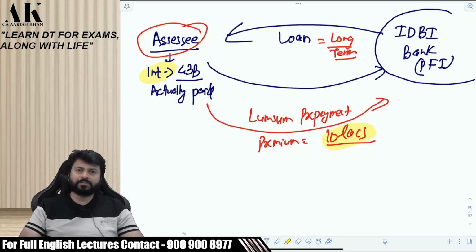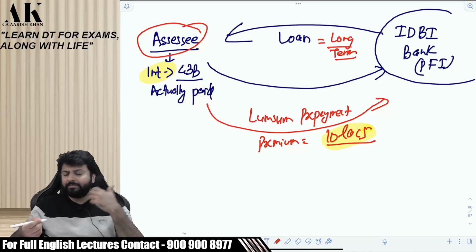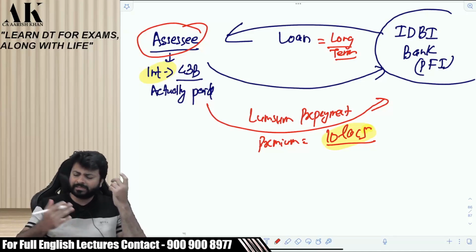This is the reason why a person takes a floating rate of interest. Otherwise, I would have taken a fixed rate of interest. Why will I take a floating rate? Therefore, pay attention, please. This bank is saying that make a payment of 10 lakh rupees. The assessee made the payment of 10 lakh.